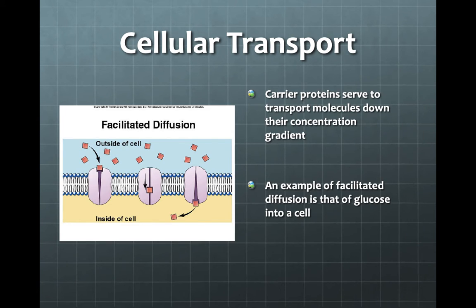Carrier proteins serve to transport molecules down their concentration gradient. An example of facilitated diffusion is glucose getting into a cell. So we see a high number of glucose outside the cell. We're trying to get glucose in the cell so we can create ATP, or use that energy, and so we're going to use the help of these carrier proteins through facilitated diffusion.